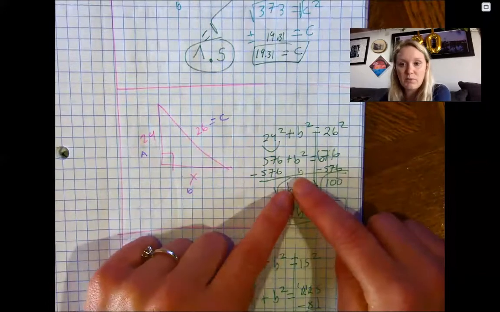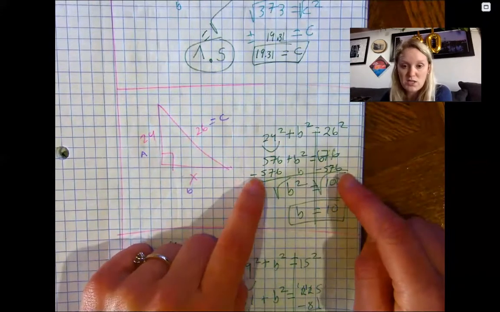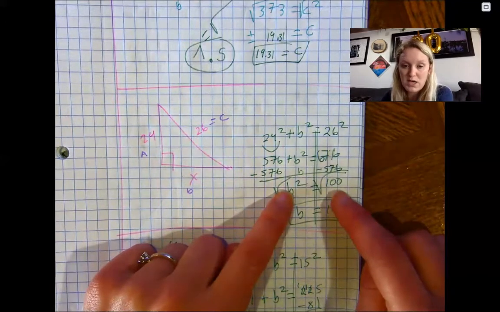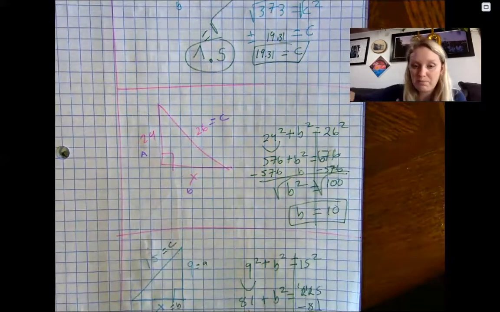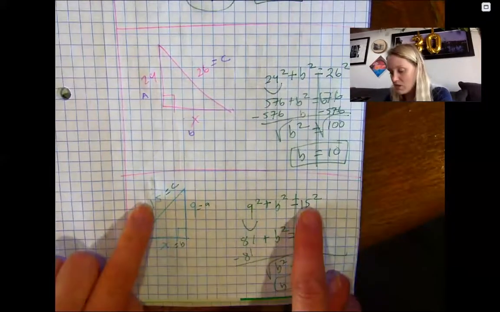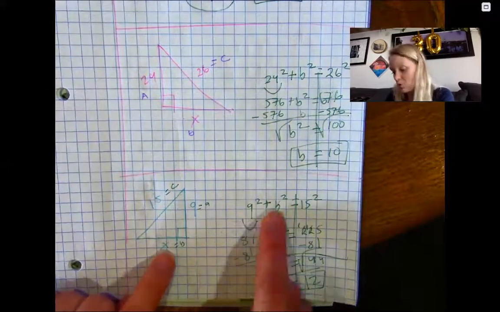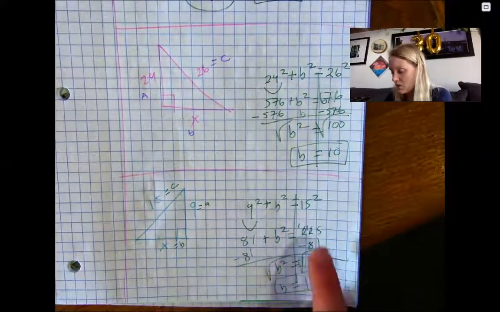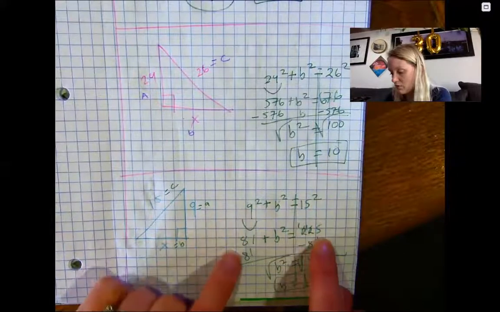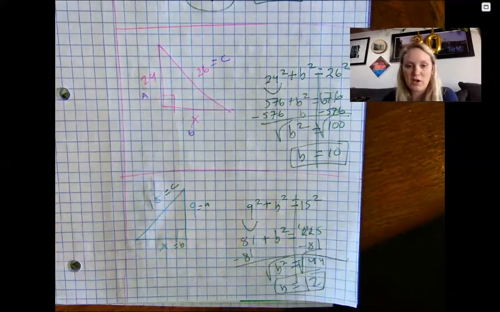Now we have to solve for B. To solve for B, we get rid of the positive thing by subtracting it. To get rid of squaring, we square root both sides. We get B equals positive 10. Same thing here. 15 was C because it's the longest side. A was 9, B was B or X, it doesn't matter. Okay, follow the order of operations, subtract, square root to get B by itself, and you get your value.